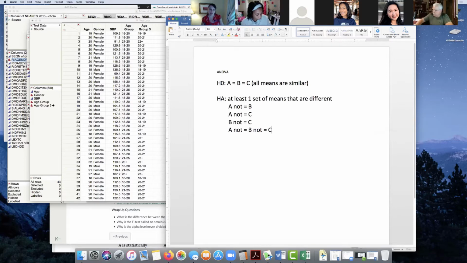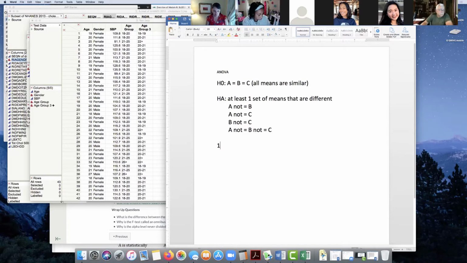It could be that B is different from A and C. And it could be that B and C are not the same and A is either with B or C. So there could be 2 means that we're looking for, or it could be that we actually have 3 means. It could be that the mean of A is different from the mean of B is different from the mean of C. And the post hoc test is what answers that.